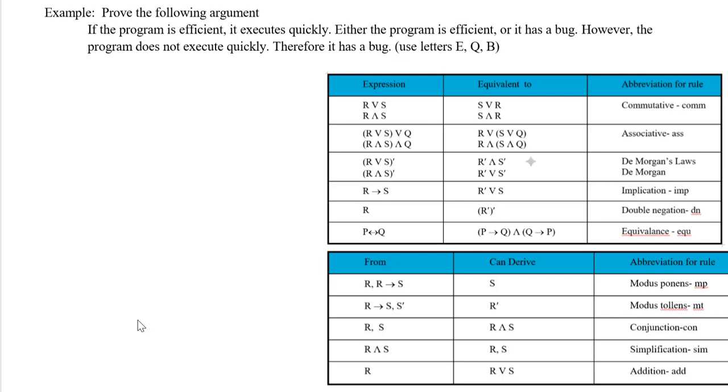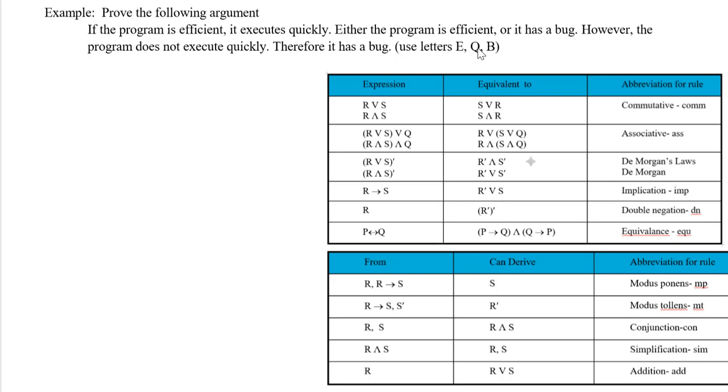Let's see this example here. It says prove the following argument. If the program is efficient, it executes quickly. Either the program is efficient or it has a bug. However, the program does not execute quickly. Therefore, it has a bug. Use the letters E, Q, B and let's prove if this argument is correct or not.